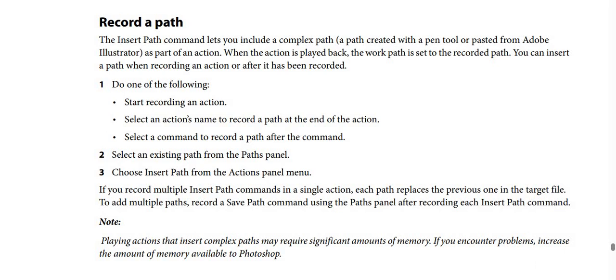We have steps. Step number 1. Start recording an action. After that, select an action's name to record a pass at the end of the action, or select the command to record a pass after the command. Step number 2. You should select an existing pass from the passes panel. Step number 3. You can choose insert pass from the actions panel menu.